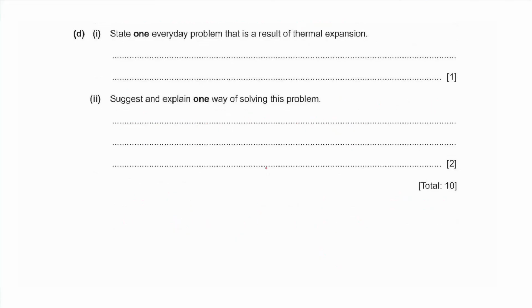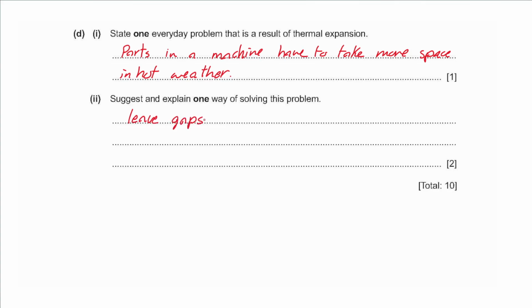Part E says state one everyday problem that is a result of thermal expansion. That would be, for example, that parts in a machine have to take more space in hot weather, so they need to expand. Suggest and explain one way of solving this problem. We can leave gaps to allow for expansion, so the parts will not break each other when they are connected together.